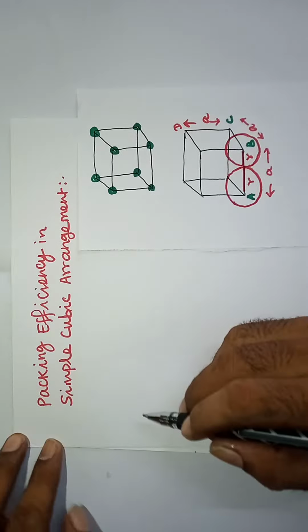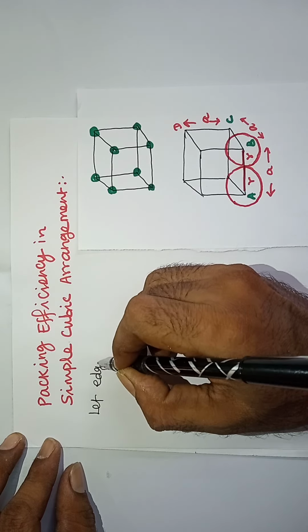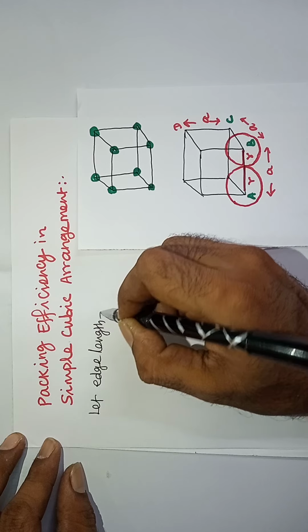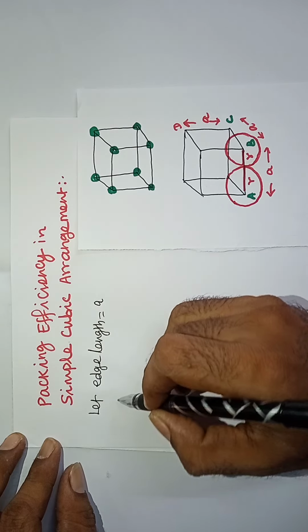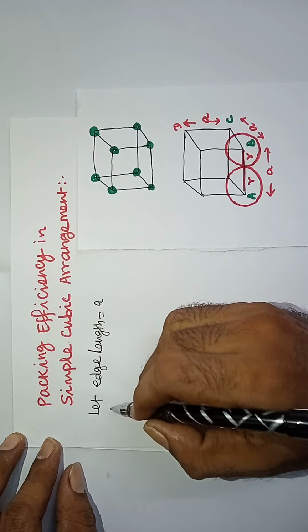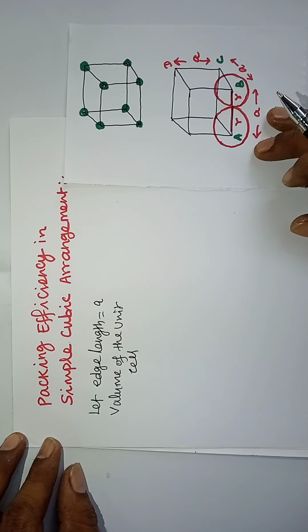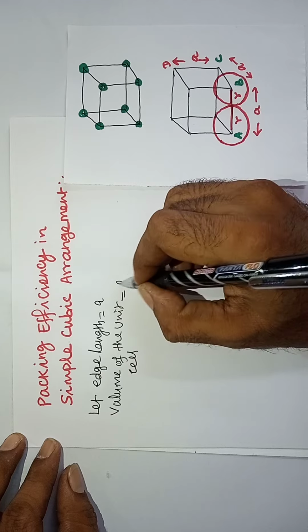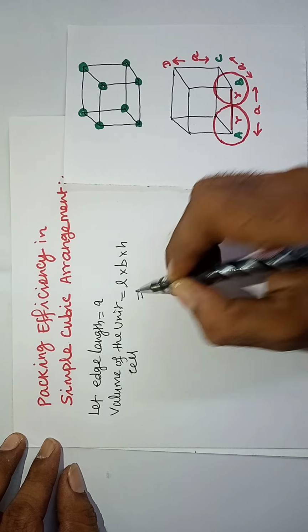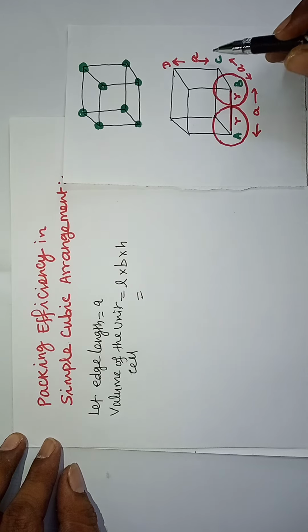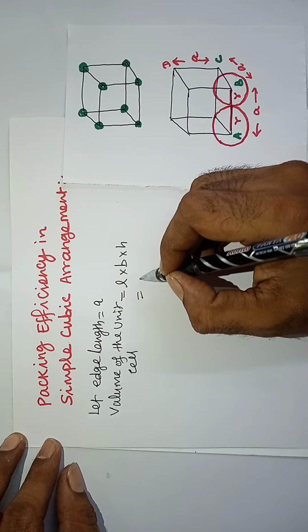First, let the edge length be a. The volume of the unit cell is equal to length into breadth into height. Here the edge length is a, so length, breadth and height are all a, so we can write a into a into a, which is equal to a cube.